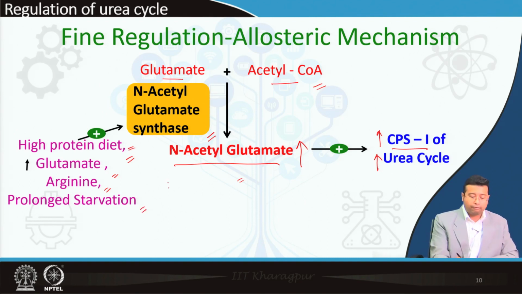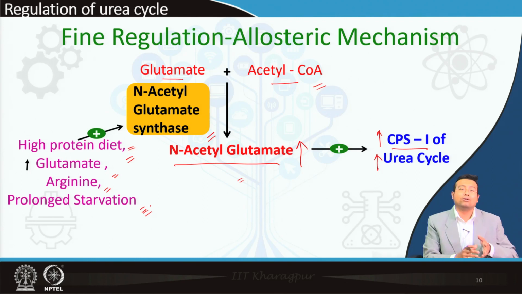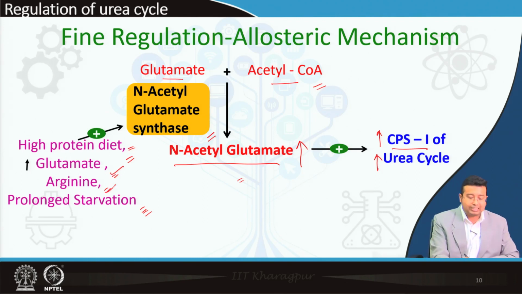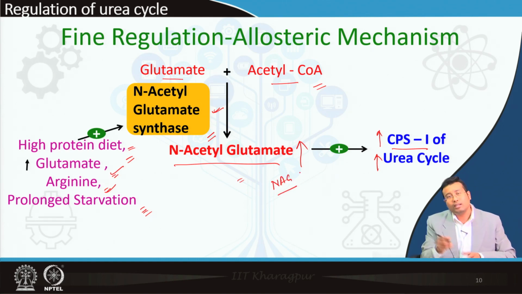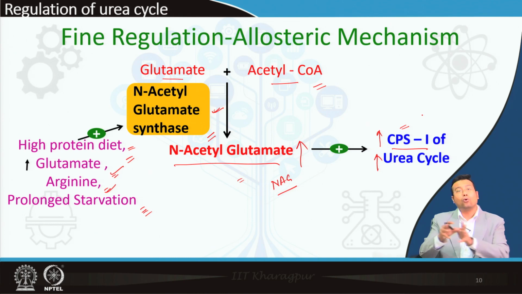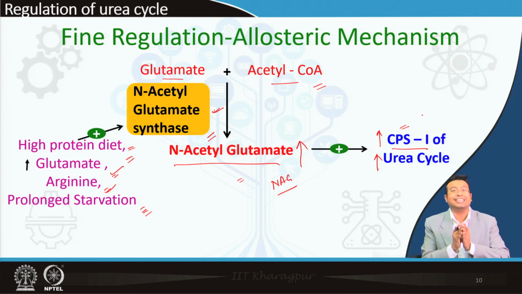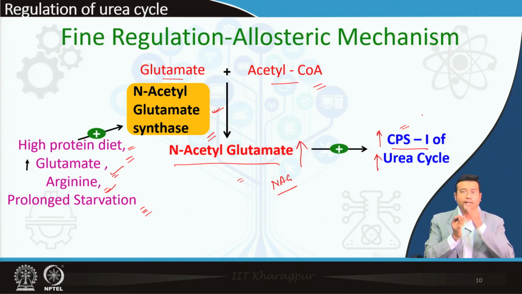So, all those factors discussed in the coarse regulation, along with high glutamate and arginine, activate N-acetyl glutamate synthase, which leads to the production of more N-acetyl glutamate, or NAG, and this NAG activates the CPS1 enzyme, the regulatory enzyme of the urea cycle, right. So, this whole process of coarse and fine regulation helps in regulating the urea cycle whenever there is an increased demand for it, alright.